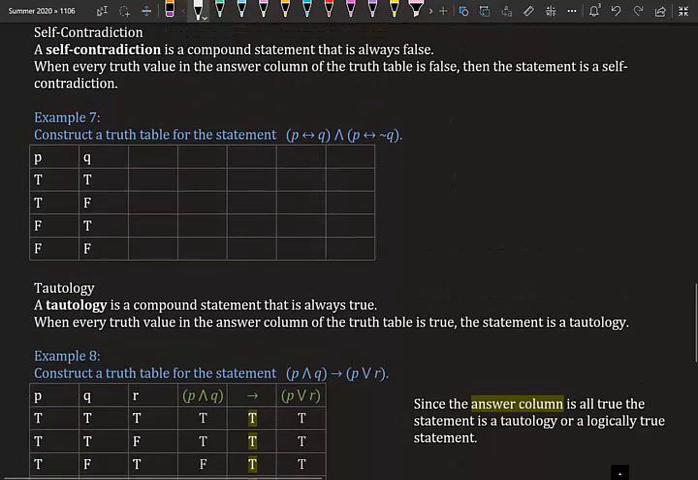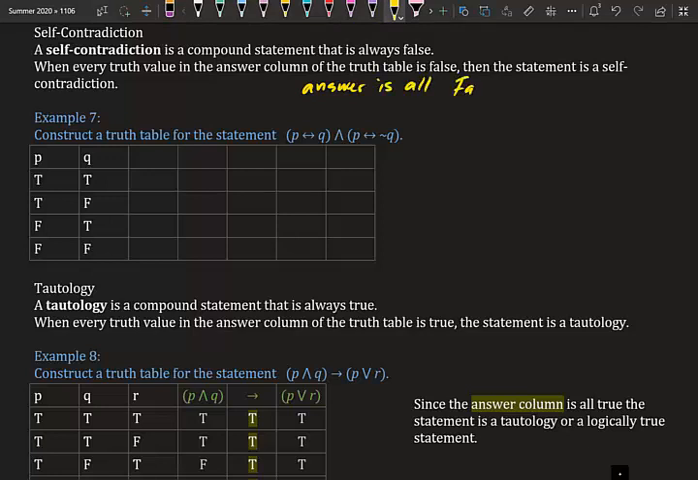Self-contradiction is a compound statement that is always false. When every truth value in the answer column of the truth table is false, then the statement is a self-contradiction. So what that means is when the answer column is all false, you have a self-contradiction. Meaning no matter how you spin it, you are contradicting yourself. You're full of it. That's what that means.